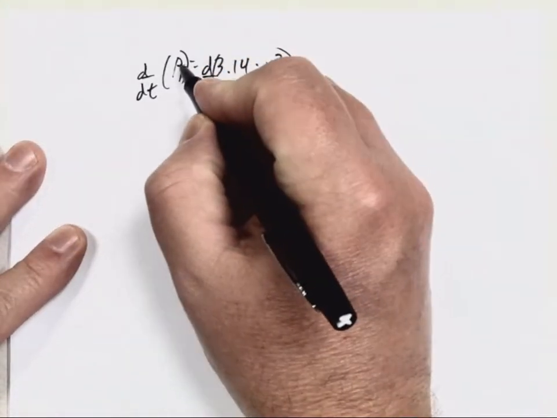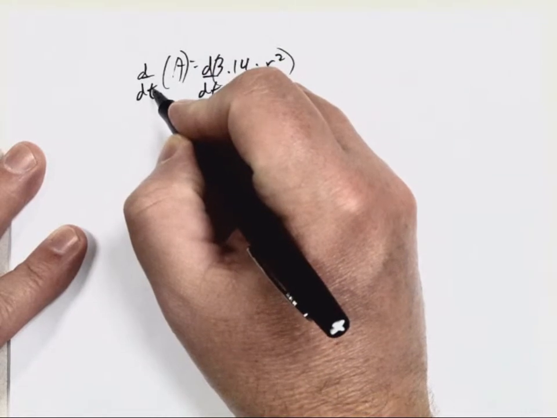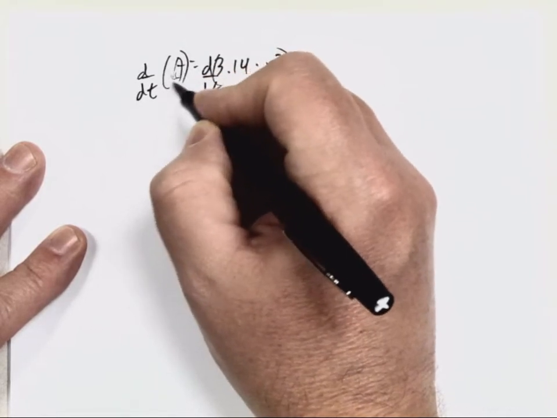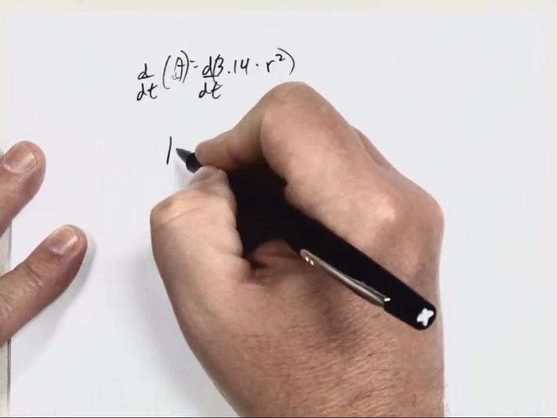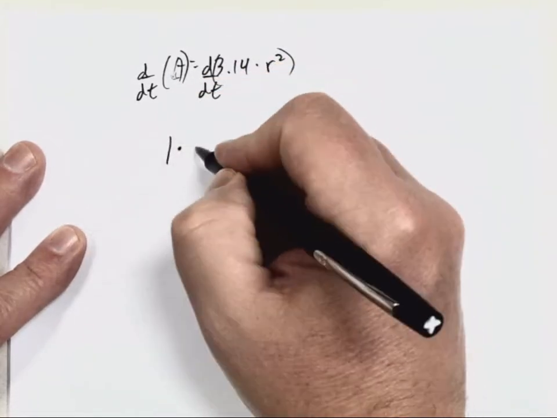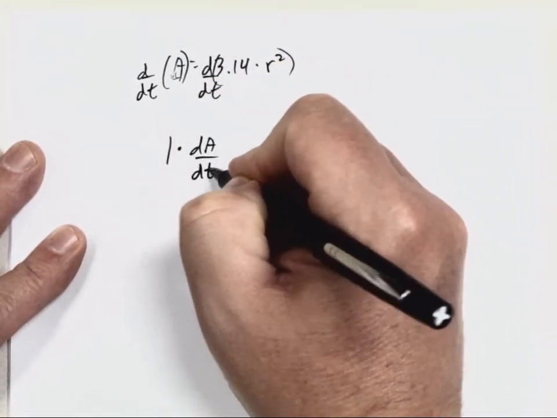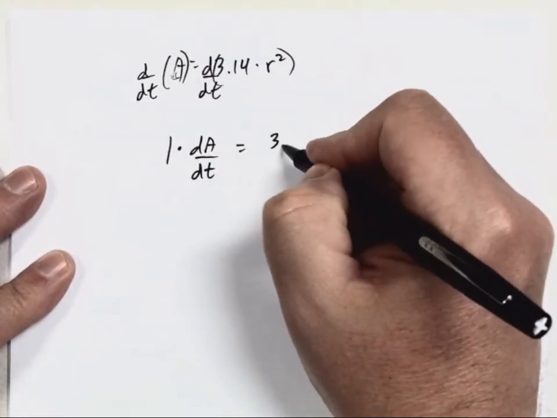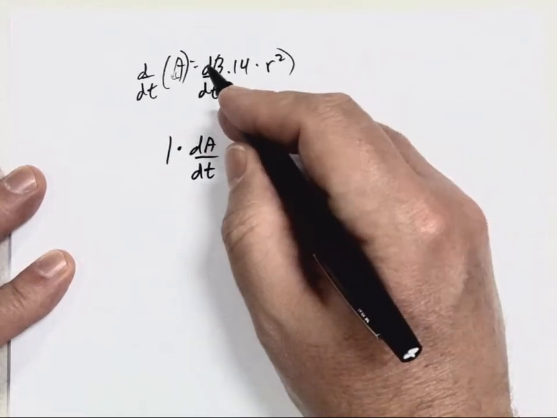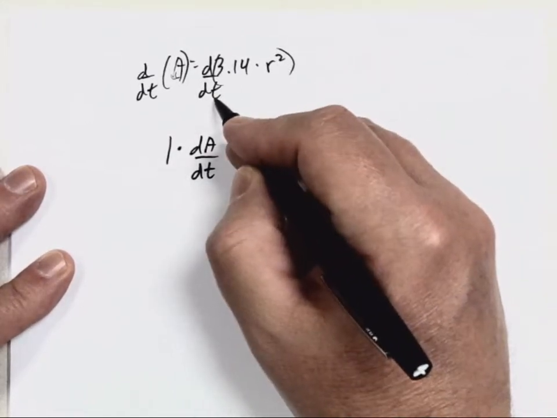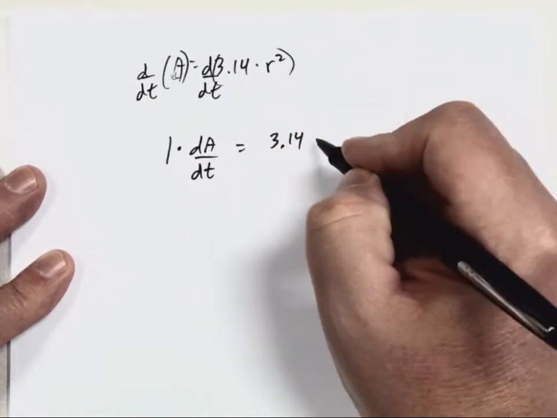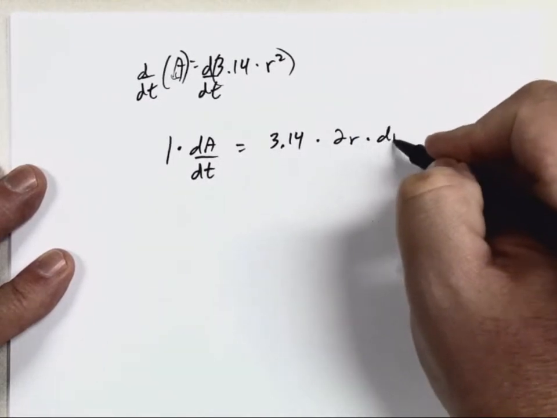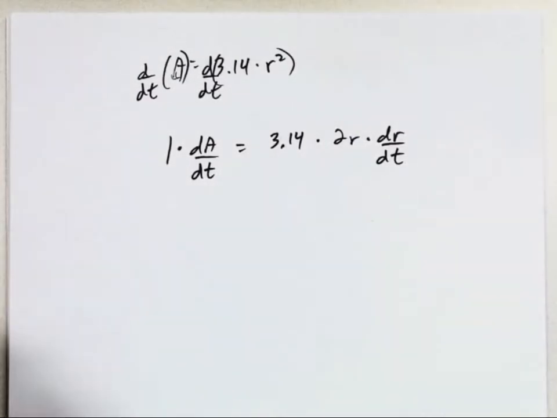I'm taking the derivative of the variable A with respect to the variable t. Since they're not the same, I take the derivative of A, normal derivative rules, which is just 1, but since A and t are different, you multiply by dA/dt. Then over here, the 3.14 just comes out front. Now I'm taking the derivative of r squared with respect to t. Since these variables are different, I take the derivative of r squared, which is 2r, but then on the end, I have to multiply by dr/dt.